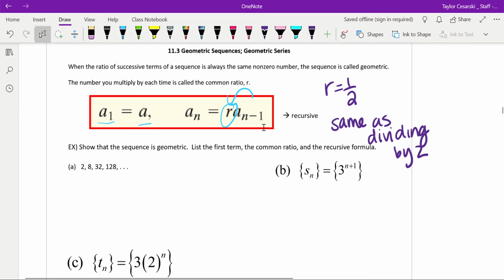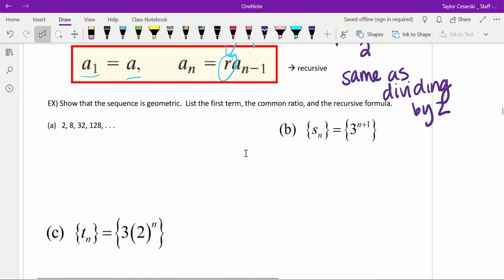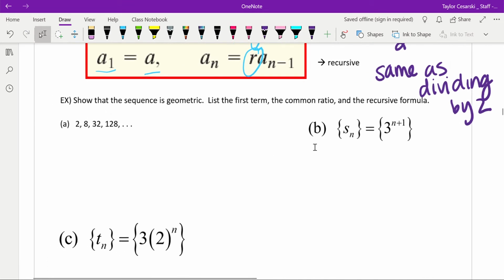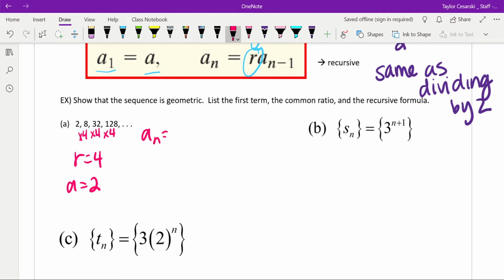So show the sequence is geometric, list the first term, the common ratio, and the recursive formula. So this one I can see I'm multiplying by 4 each time. So my common ratio is 4, the first term is 2, and the recursive formula, so a sub n equals 4 times a sub n minus 1.